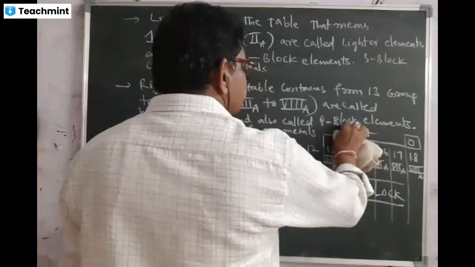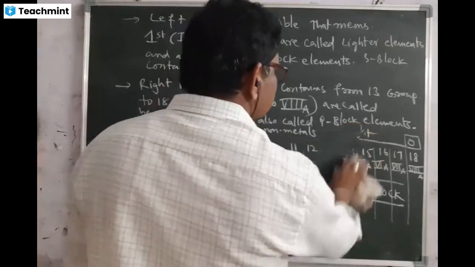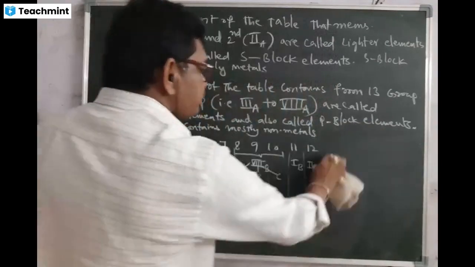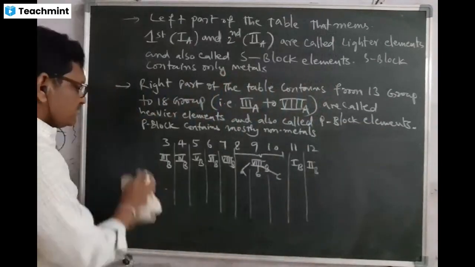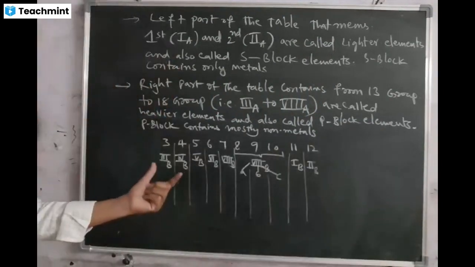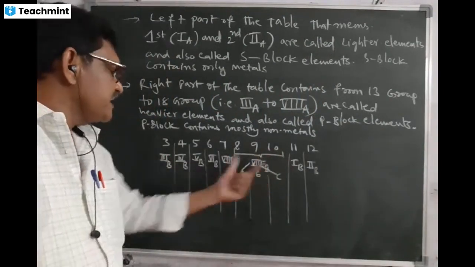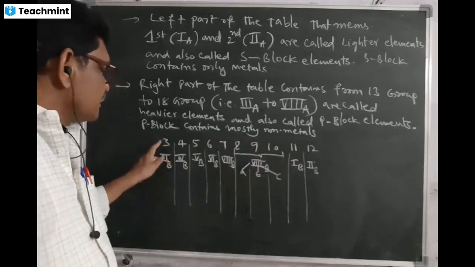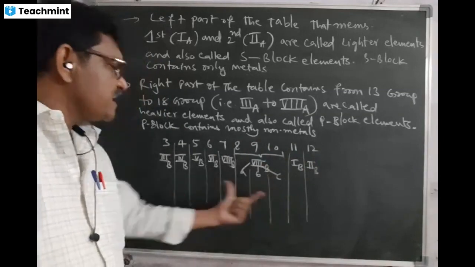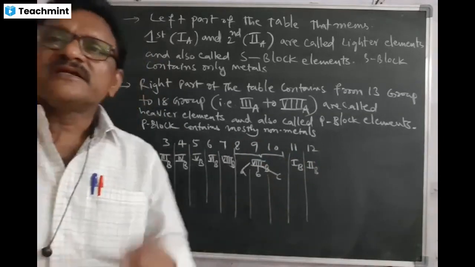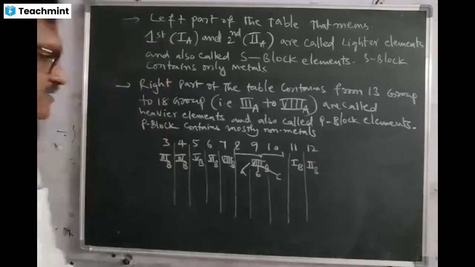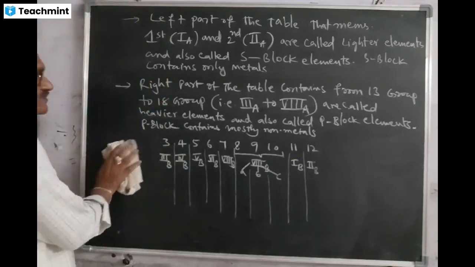Okay. So far we have discussed the left part of the table and the right part of the table. Then see, after the left part and right part, you can eliminate them. The groups which lie in between the left part and right part, from third group to 12th group, these 10 groups are called what? D block elements, the middle elements are D block elements. Okay, so I write this thing. You remember.